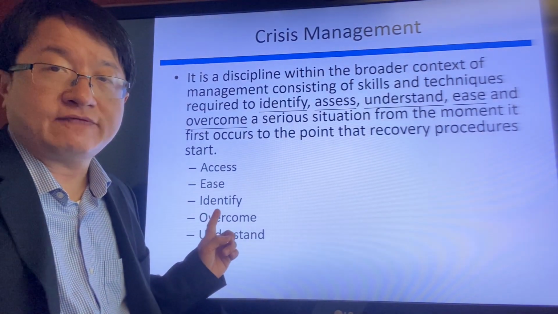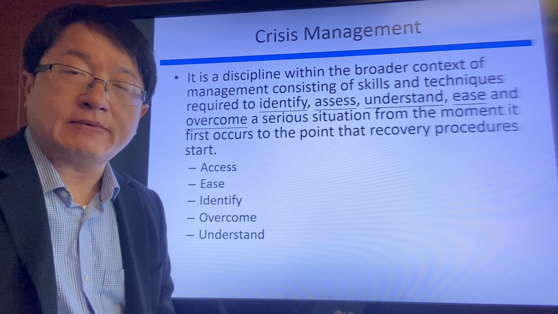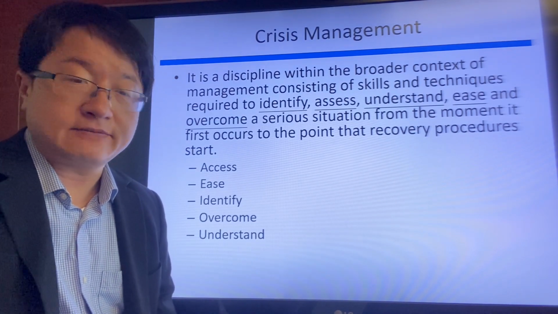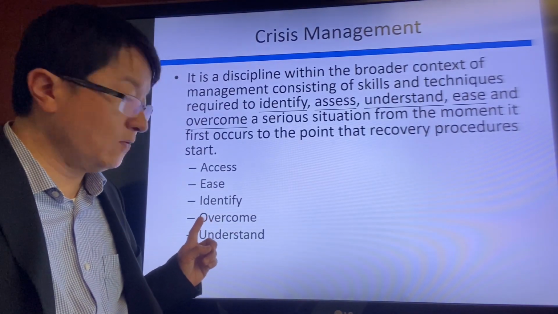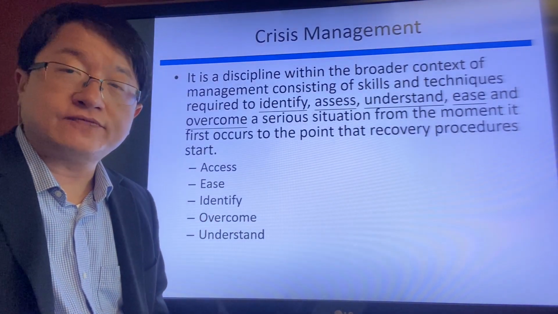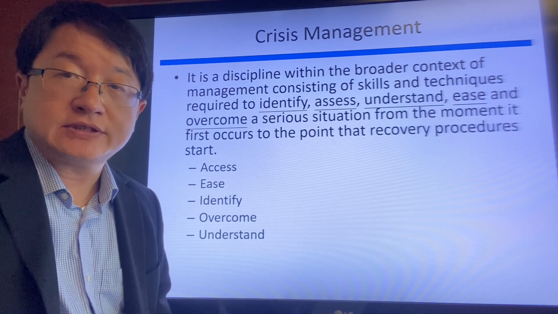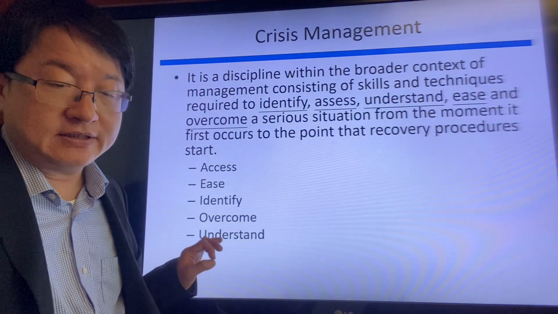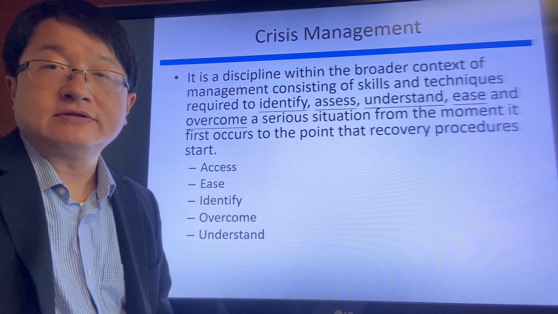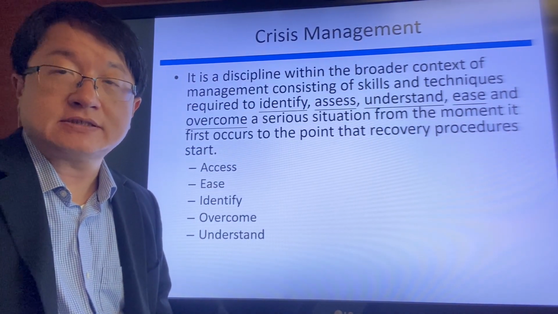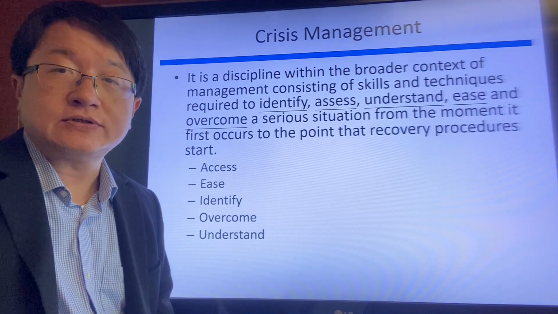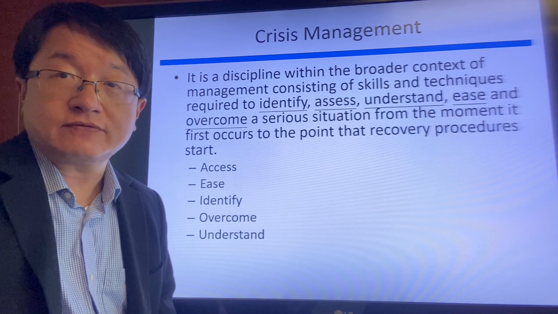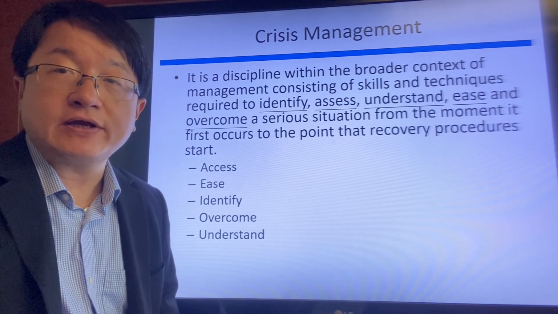I is identify. To identify the problem, identify the cause, so that we can find out the solutions accordingly. And then O for overcome. Once you find out the measures, you take action and try to overcome this crisis. And finally is U, understand. After this crisis has been solved, you also need to understand what the problems and causes of this crisis were, so that you can avoid it next time.